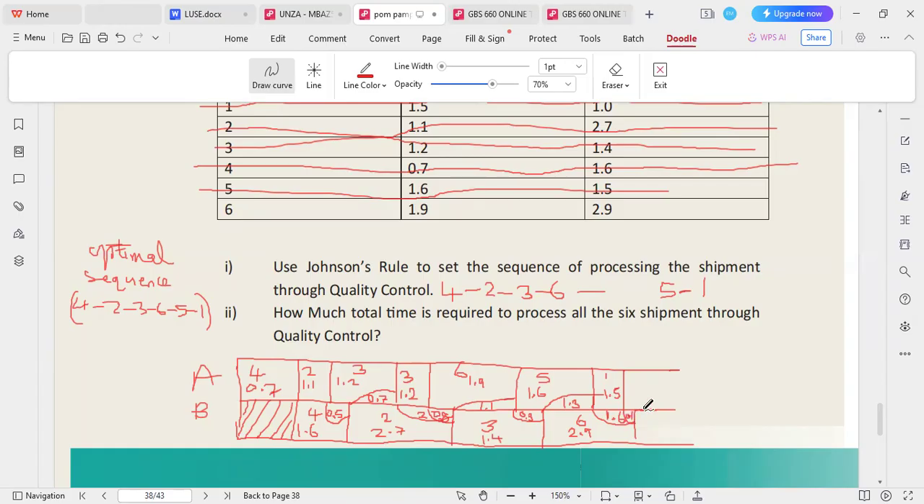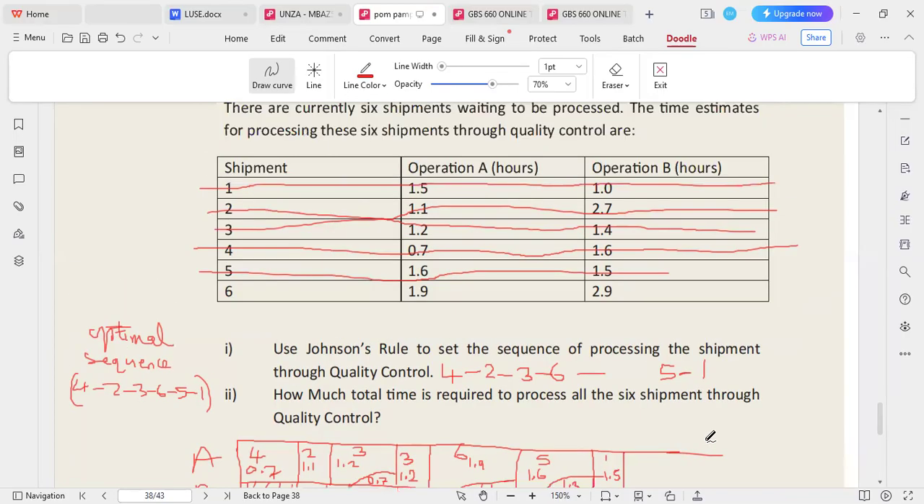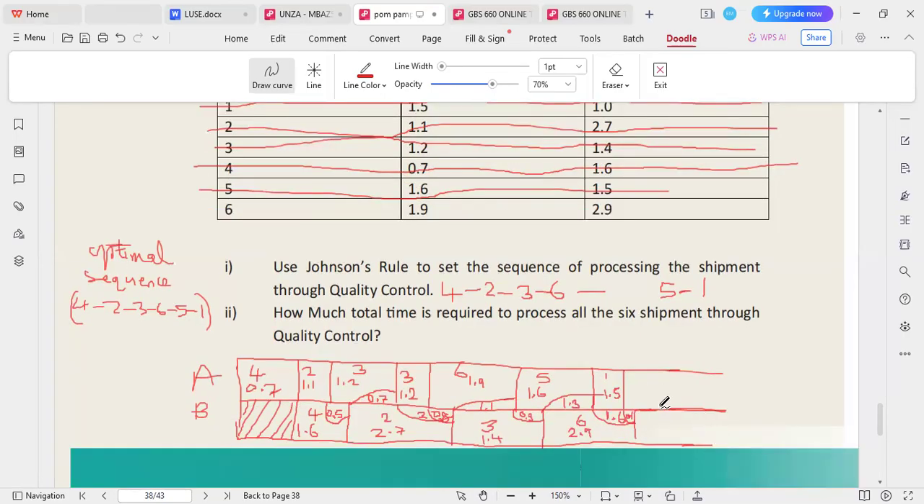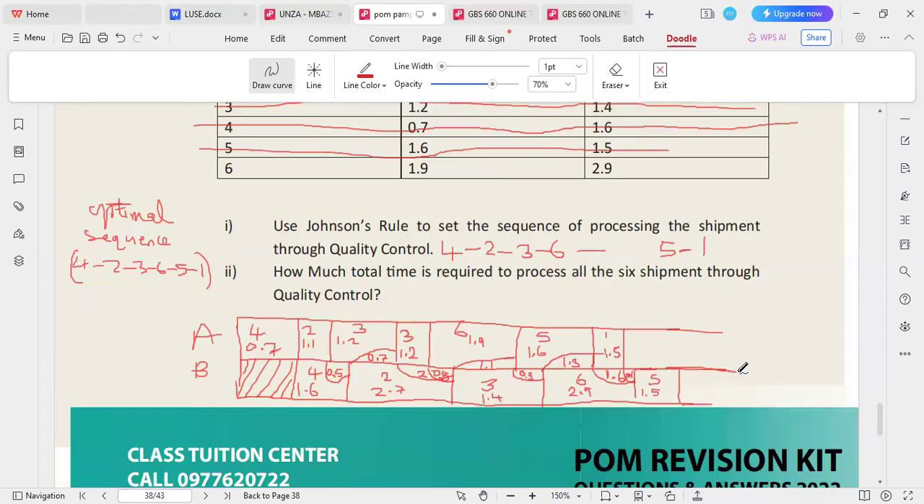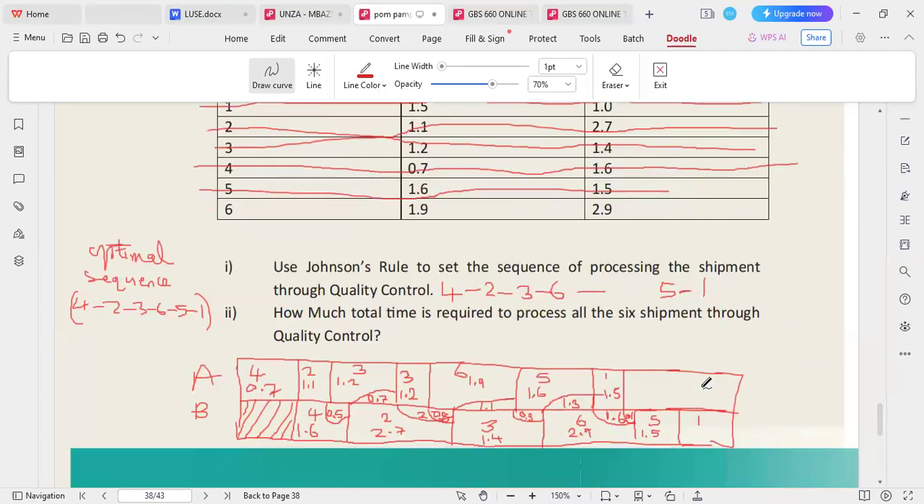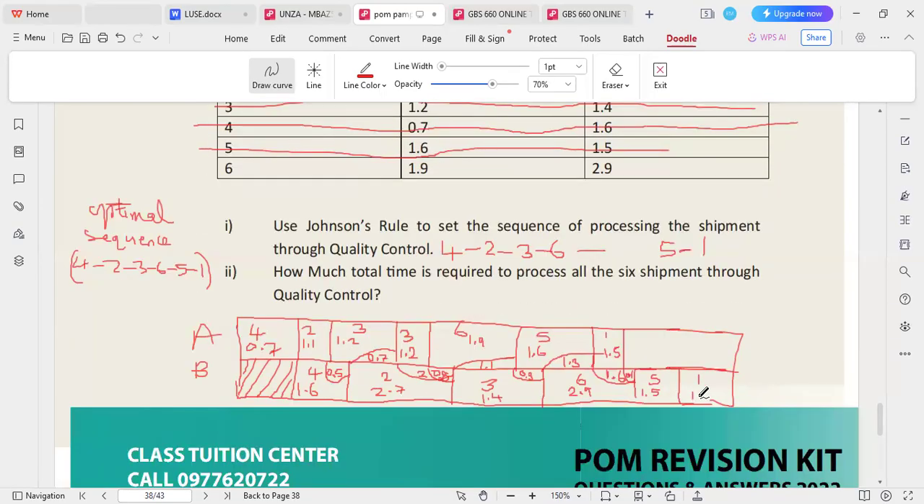Meaning that now we only have job 1 to run. We have 2 jobs now which should run in department B. So the other 5 should run in department B. 5 in B is 1.5. Then 1 also should run in B, which is 1.0. So this entire stretch is idle time for operation A.